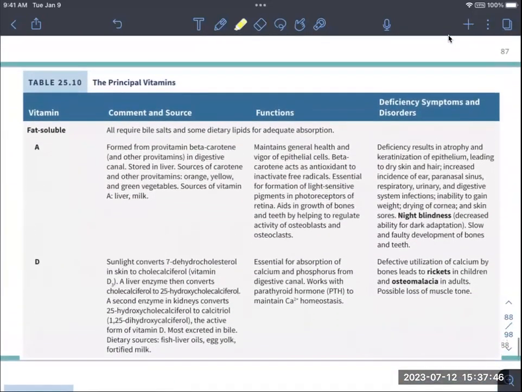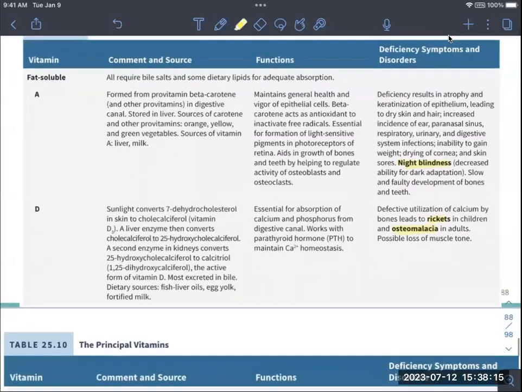So these charts here go through some of the things that can happen with a deficiency or too much in your system for fat-soluble vitamins. Some of these are good to read. Like a deficiency in vitamin A can cause night blindness, where you're not able to see well at night. A deficiency of vitamin D can cause rickets or osteomalacia, which is decreased bone density, and you can actually lose muscle tone from this.